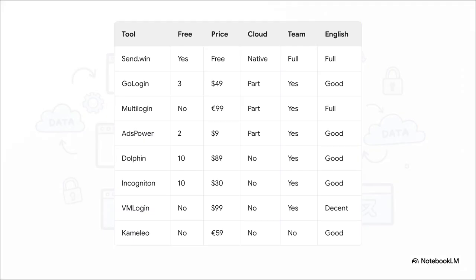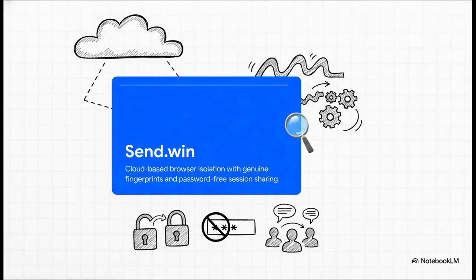Now, looking at this bird's eye view of our top 8 contenders, you can see the landscape is pretty clearly split. On one end, we have free tier heavyweights like Dolphin Anty and Incognitant, giving you a generous 10 free profiles. On the other end, we've got premium enterprise-grade solutions like Multilogin starting at €99 a month. You'll also notice distinct variations across the board when it comes to native cloud access, team features, and the actual quality of English support. Let's break these down a bit, starting with Send.win.